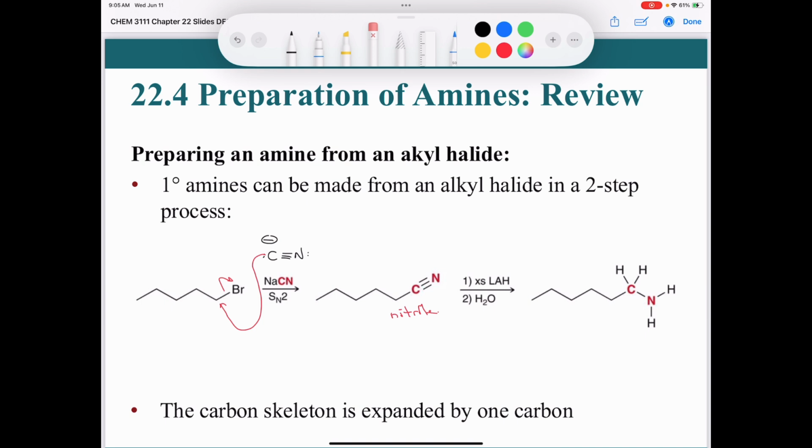And we notice that when we do this process that we expand the carbon skeleton by 1 carbon. And you can see that new carbon is here. So we started out with 1, 2, 3, 4, 5. And now, since we use cyanide, which has a carbon in it, now we have 1, 2, 3, 4, 5, 6 carbons in our new amine.